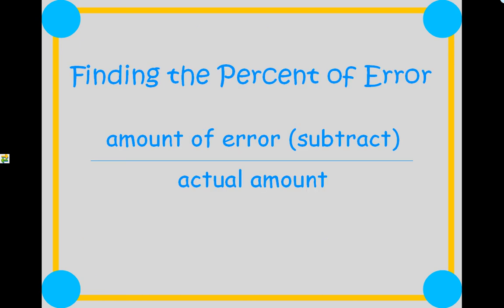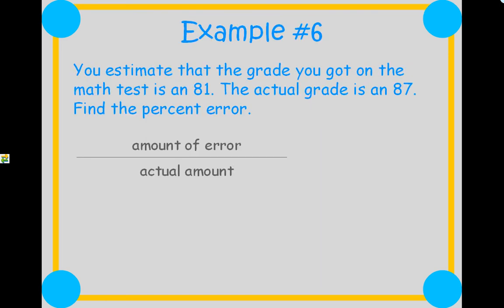Okay, what if we're trying to find the percent of error? It's very similar. You're going to find the amount of error, how much was this person off or how much was anything off, and you do that by subtracting, and then it's going to be over the actual amount. Okay, then you're going to convert your decimal to a percent. Alright, so you estimate that the grade you got on a math test is an 81. The actual grade is an 87, so you were off. So let's find the percent error that you had.